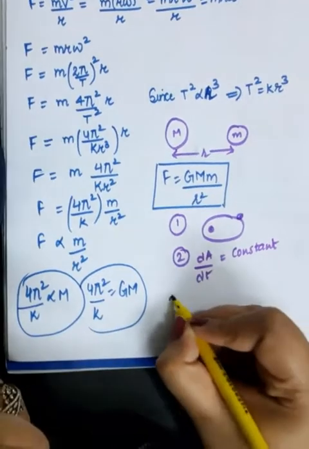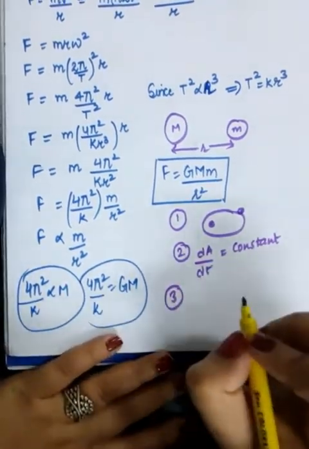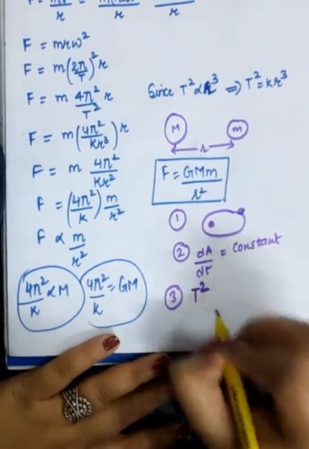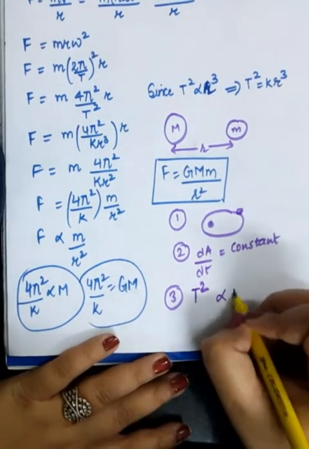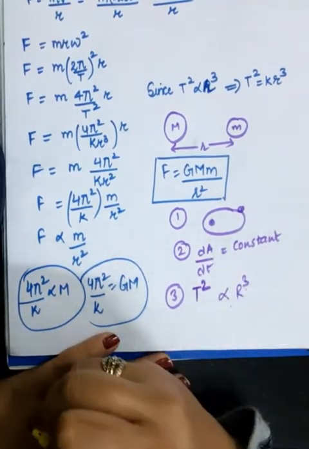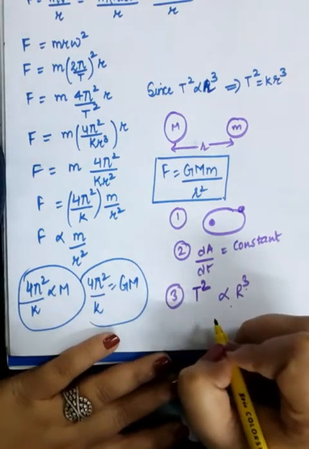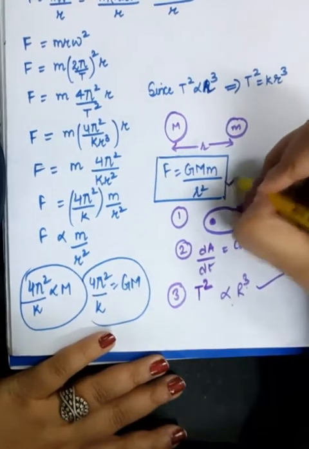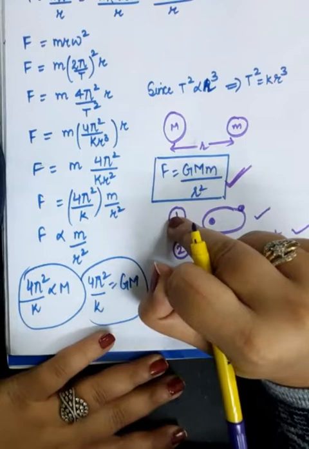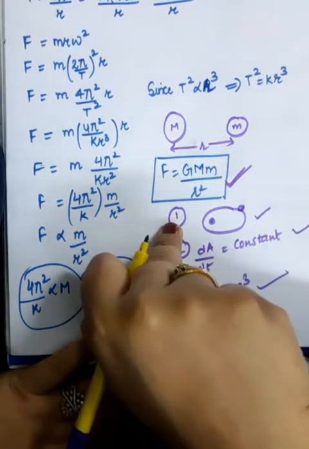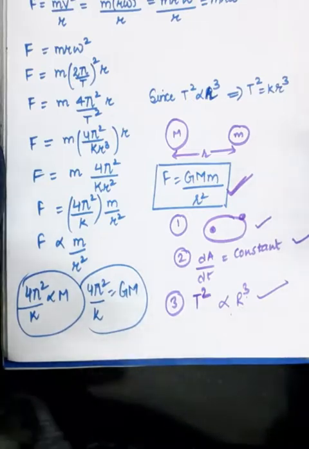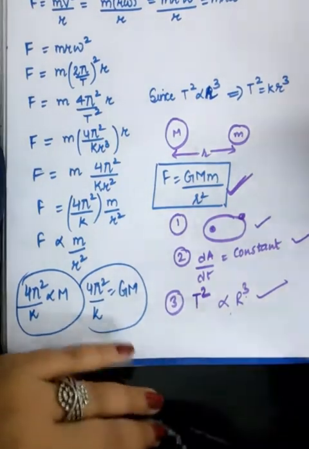The third law states that the square of the time period of a planet is directly proportional to the cube of the semi-major axis. So this is Kepler's third law. We have to use these three laws and derive this. Since we have Kepler's laws associated with planetary motion, we will consider a planet here.